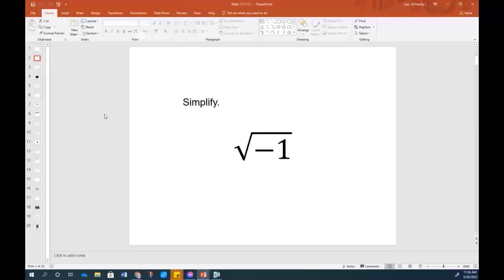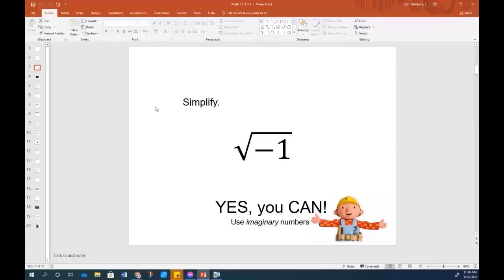In the real number system, whenever we run across the square root of a negative number, all that we've said in the past is you can't take the square root of a negative, or the square root of a negative isn't real. But in mathematics, I kind of visualize that mathematicians don't like it when suddenly a pattern stops working. So while we have said before that you can't take the square root of a negative number, Bob the Builder mathematician is going to step in and say, yes, you can. And we use imaginary numbers.